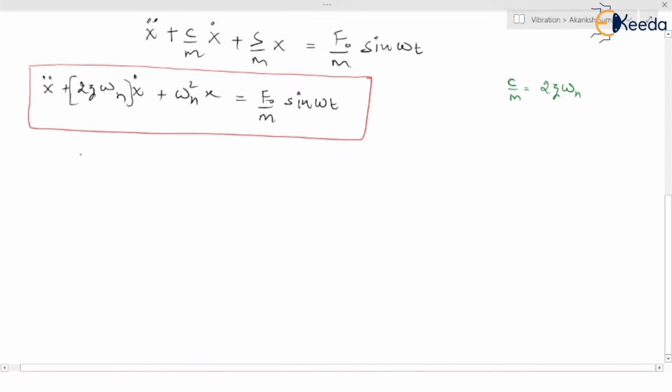This is the equation of force damped system.